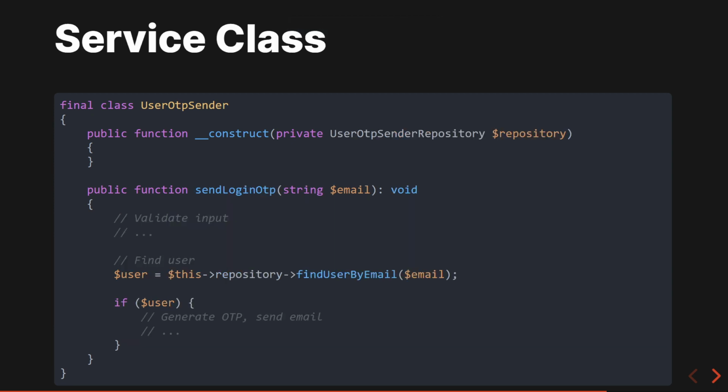A service class contains the application's business logic and orchestrates the execution of use cases. It often relies on repositories to interact with the database. This separation ensures that application rules and operations are maintained independently from the API or persistence layer.